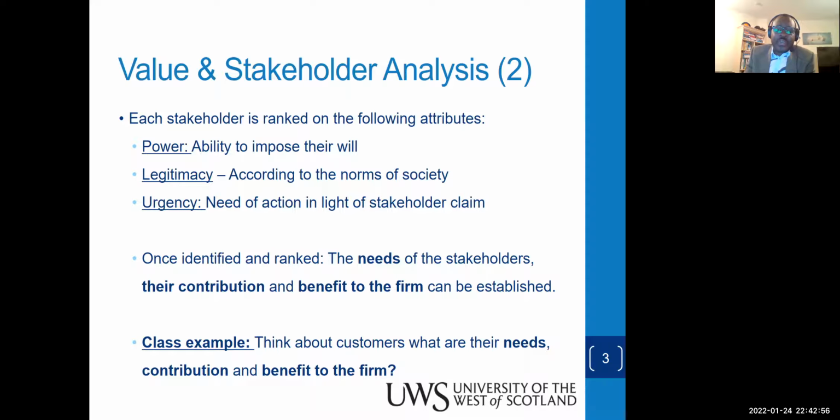Now, each stakeholder is normally ranked in terms of the following attributes. If we concentrate on the high priority, what ability does he have to change everything that we are doing? The ability to impose their will on the company. Then legitimacy. What legitimacy does that stakeholder have over us? Legitimacy is a resource which is given to the company to operate by society. When the society, the system, accepts you and says please operate, that is legitimacy. They've given you that resource.